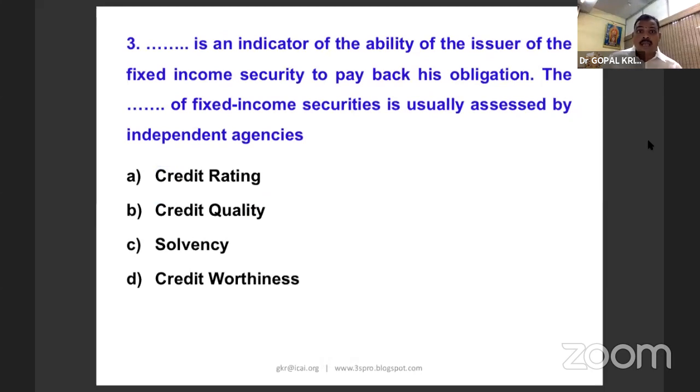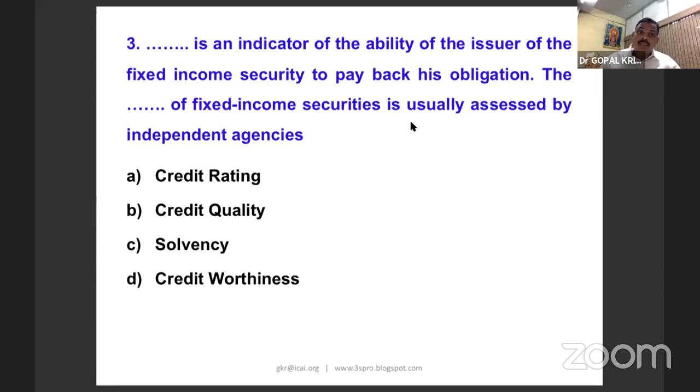Now, which is an indicator of the ability? I think this is a very, very interesting question. I'm sure you will be carried away by the terms, but let me see who gives me an optimum answer. What is an indicator of the ability of the issuer? Issuer means always the company. So there are two guys. Issuer is the company, holder is the guy who is holding the investments. The issuer will issue the investments or the securities. The holder will hold the securities or he will invest in the securities.